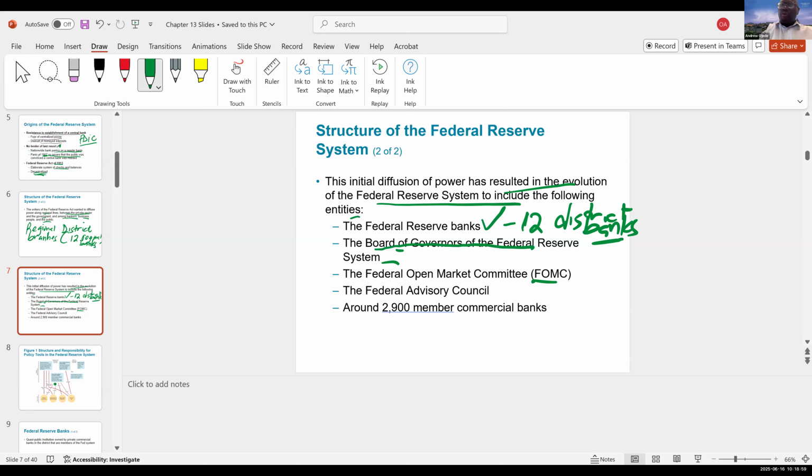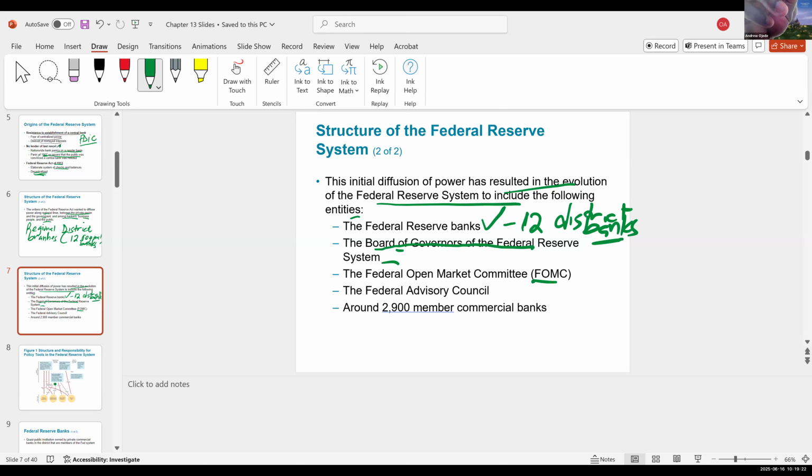So we'll talk about the role of the FOMC. This is a committee that meets every 1.5 months. They meet about 8 times in a year to decide whether the Federal Reserve needs to increase or decrease interest rates, or let interest rates stay the same, or decide whether to increase the money supply or decrease the money supply. So we'll talk a lot about what they do, their function.